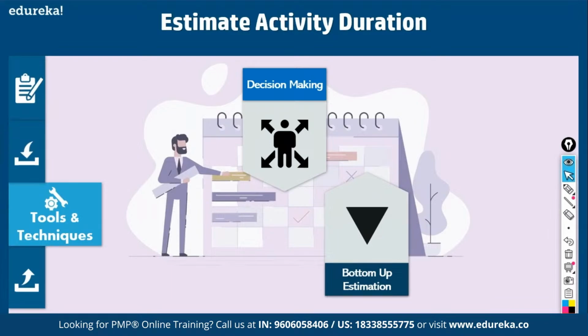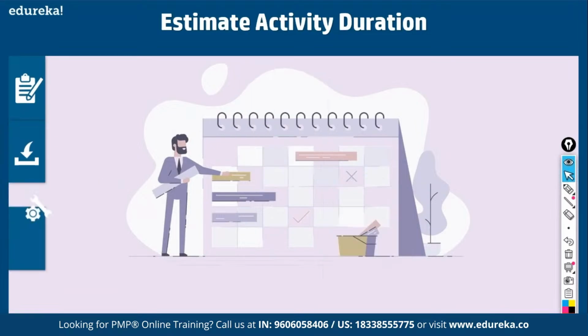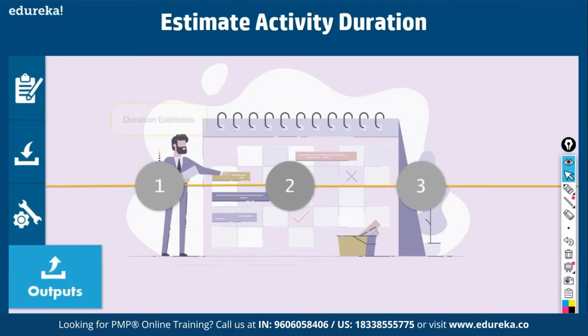Fine. So bottom-up estimating is where you know the activity level information and you work it upwards. From work package upwards, that is called bottom-up estimating. Then finally, you come up with duration estimates for each activity, for each work package, right? Let's say requirement documentation. That is one work package, right? Well, that will take 30 days. You come with duration estimates. Fine.